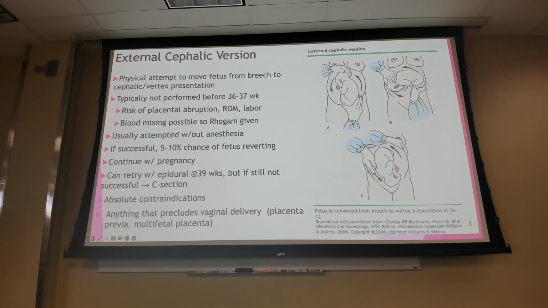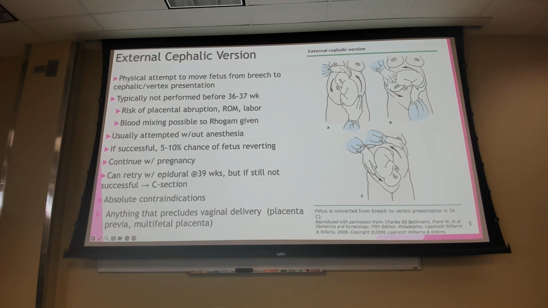But what they'll try to do is about 36 to 37 weeks, if they identify that this baby is breech, they're going to try to move the baby with their hands. They will physically try to move the baby. And guess what? This is painful for mom. This is very uncomfortable for mom. It causes some agitation in baby as well, but they feel like if they're able to move the baby, the benefit outweighs the risk of moving the baby.